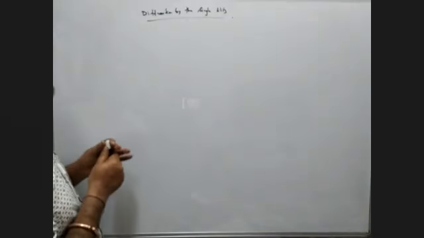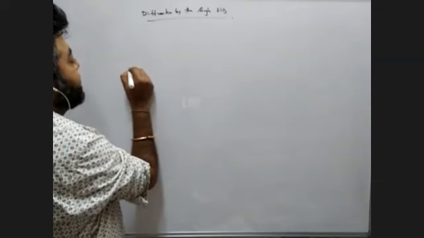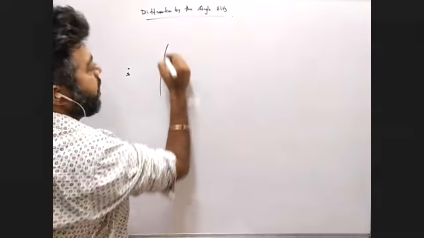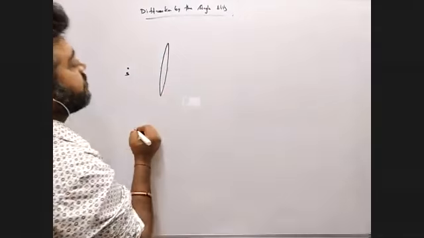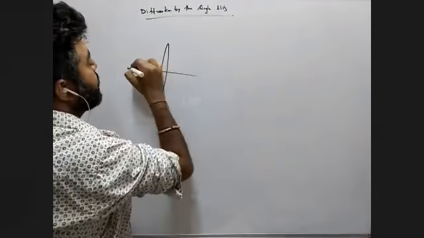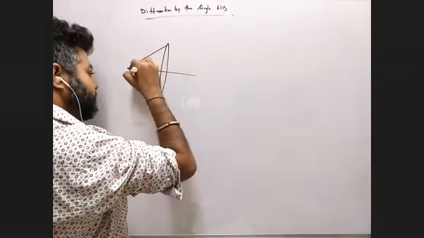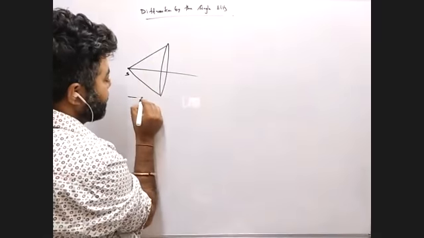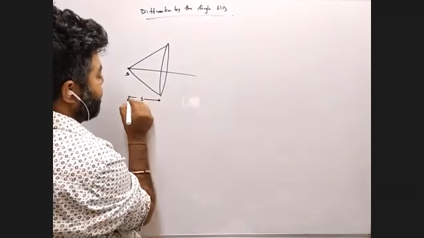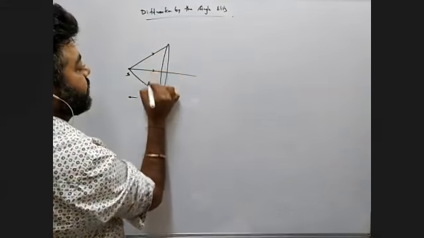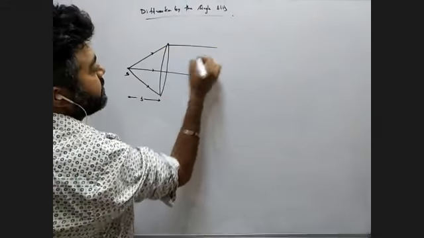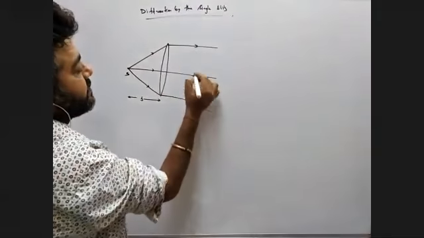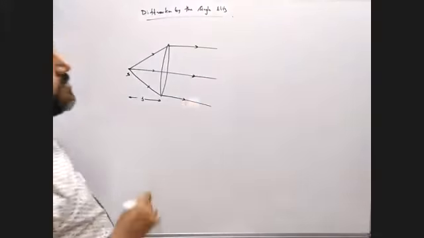So now see what happens in diffraction by the single slit. This is the source. Here there will be a lens at a distance of focus distance. As the distance is the focus distance, the rays are coming out like parallel rays.